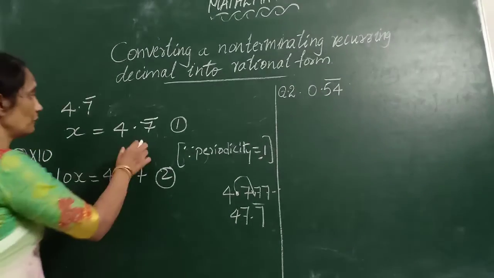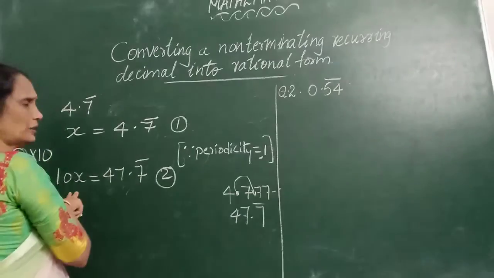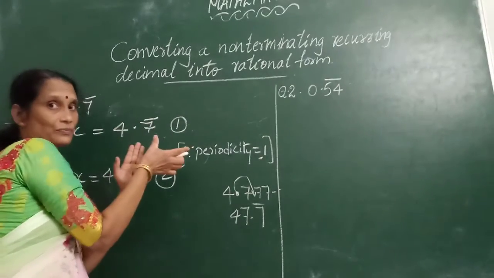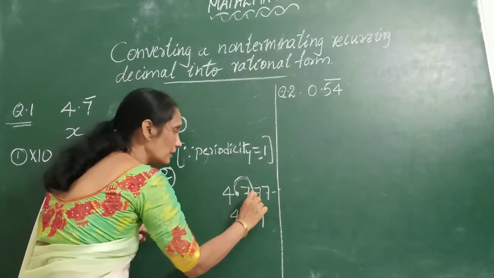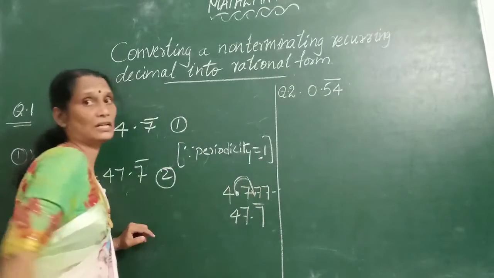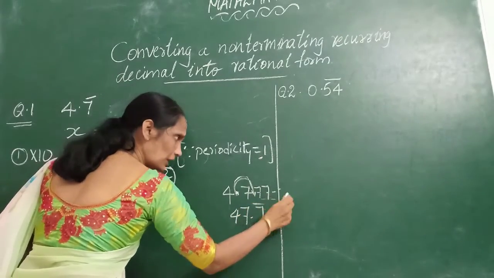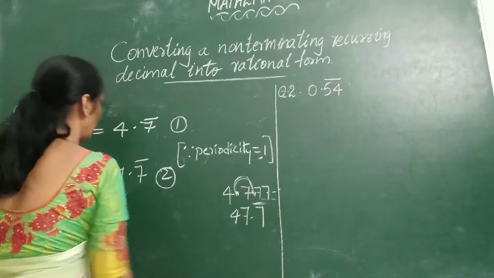Okay, did you understand how you get it? When you multiply by 10, x into 10 is equal to 10x. When you multiply 4.7 bar into 10, what is happening? The point will move to the right side, one digit right. Means it will come after 7. But the remaining all are 7 only. So again 7 bar will come. So 47.7 bar.